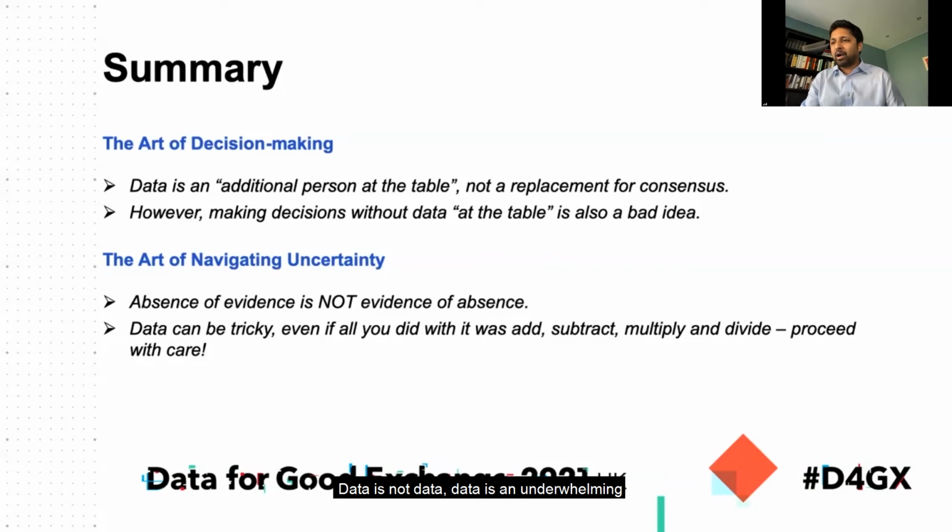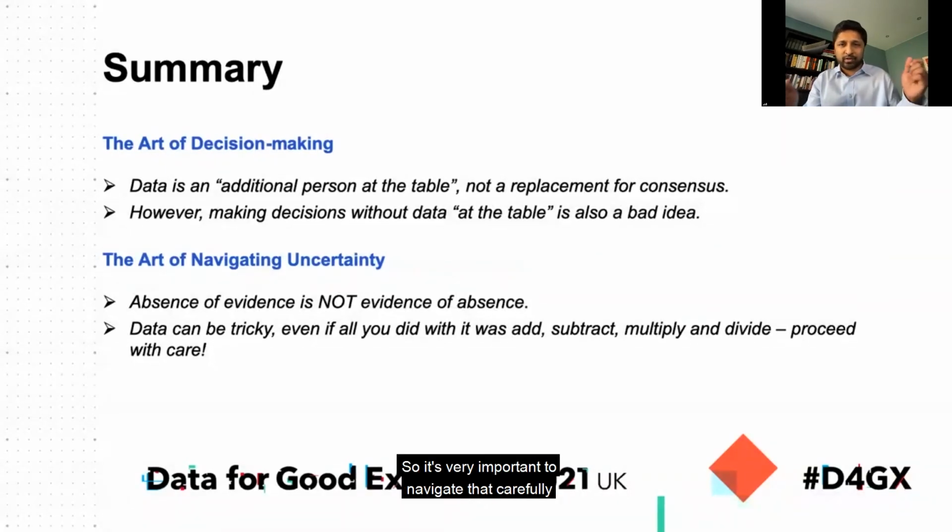Data is an underwhelming representation of the real world. I think that's important to keep in mind. And the real world is fraught with noise and fraught with uncertainty. So it's very important to navigate that carefully as we make decisions. So a couple of key points to keep in mind.